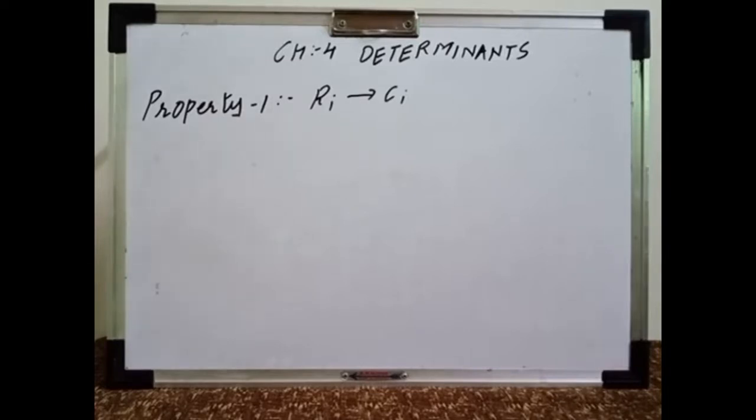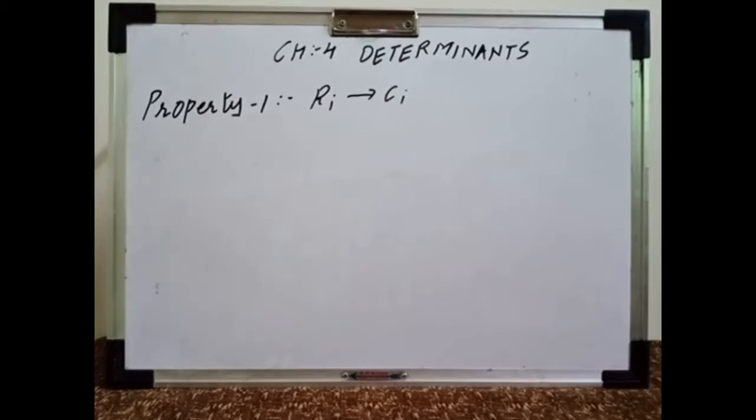Right, there are 6 properties that you should understand. We will go through each property one by one. We'll explain the meaning of it, how to use that property, and after the explanation of these properties, we'll start with exercise 4.2. Right, so your first property is Ri to Ci.